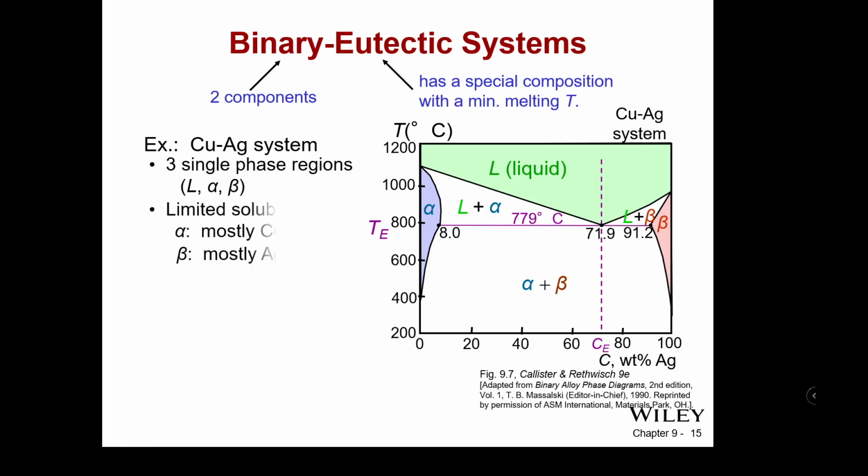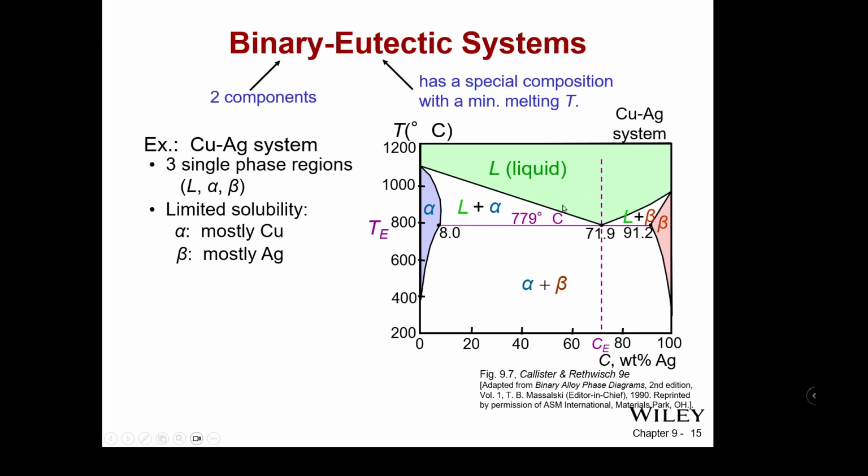So there are three single phase regions, alpha, liquid, beta, and one multiphasic region. There's three of those as well. So you have liquid and alpha, you have liquid and beta, or you have alpha and beta. So there's no alpha above that eutectic point.